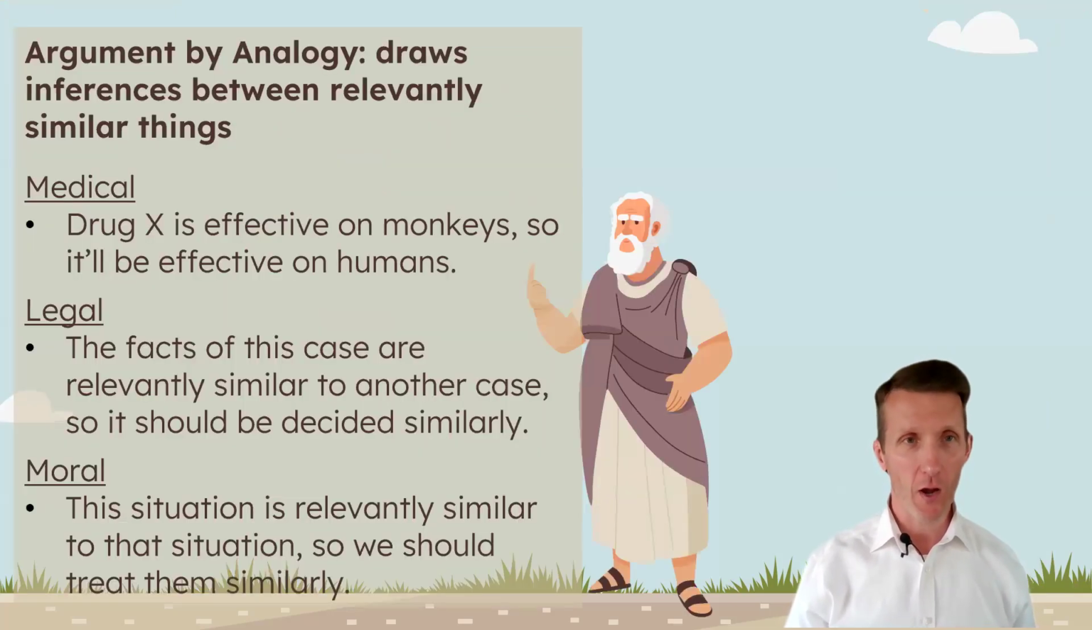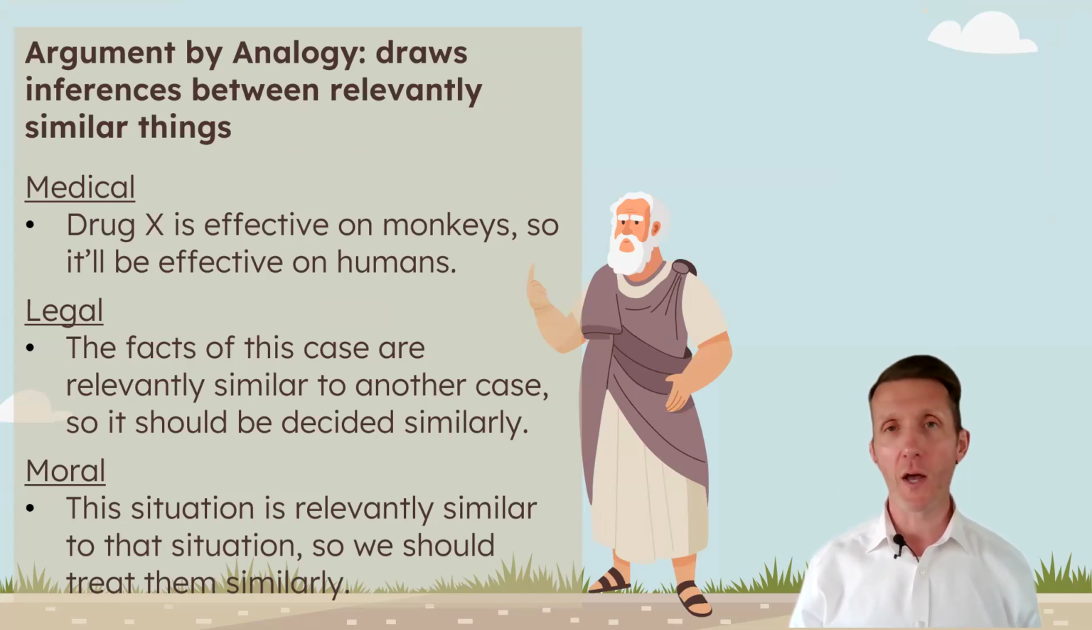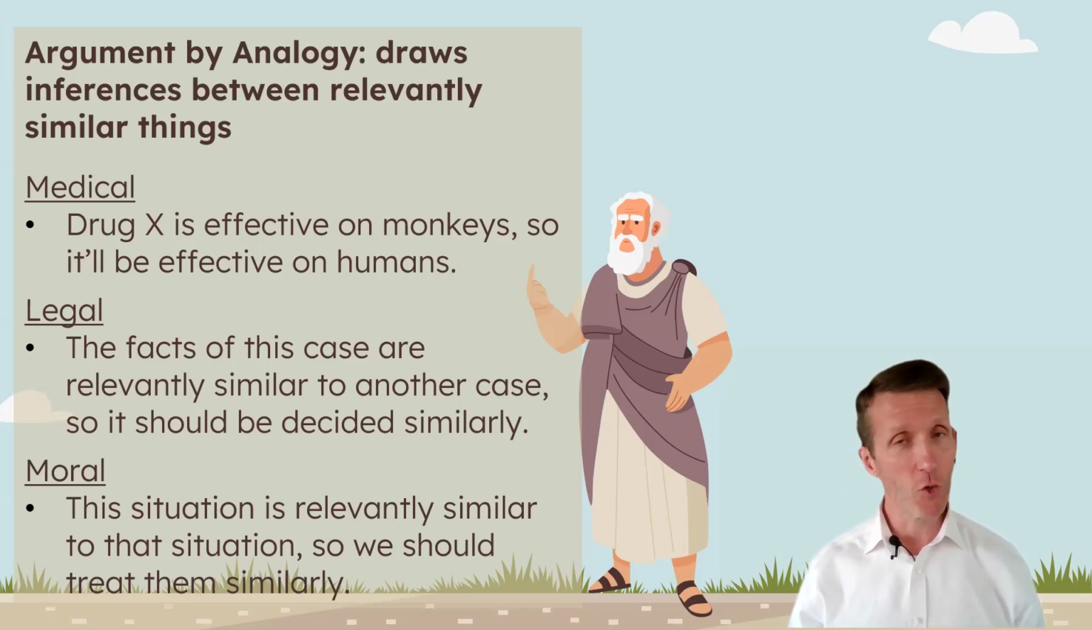So first of all, argument by analogy. This draws inferences between relevantly similar things. And that's the key. The two things need to be relevantly similar. And you'll find an argument by analogy in lots of different areas, including the medical field. Pharmaceutical companies will test a new drug compound on monkeys, and they'll say, hey, it made this monkey grow hair, or it cured this monkey's diabetes. Now, there's good reason to think that it may or probably will be effective on humans as well.